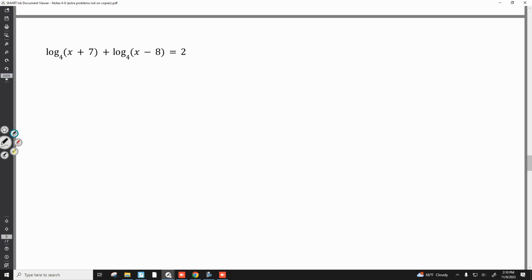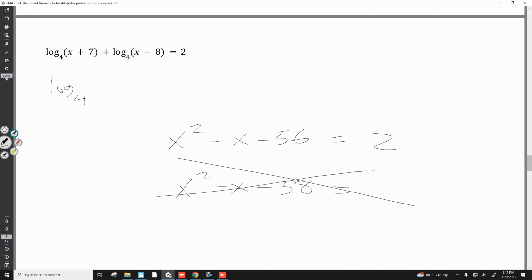There's only a few of you out there who think, oh, this is easier than it really is. I don't have to show work. And those of you who just did x squared minus x minus 56 equals 2, then subtracted 2 and got minus 58, you were wrong. Where was the log? Exactly. Where was the log? Where are all of the little pieces? Where are all the details?